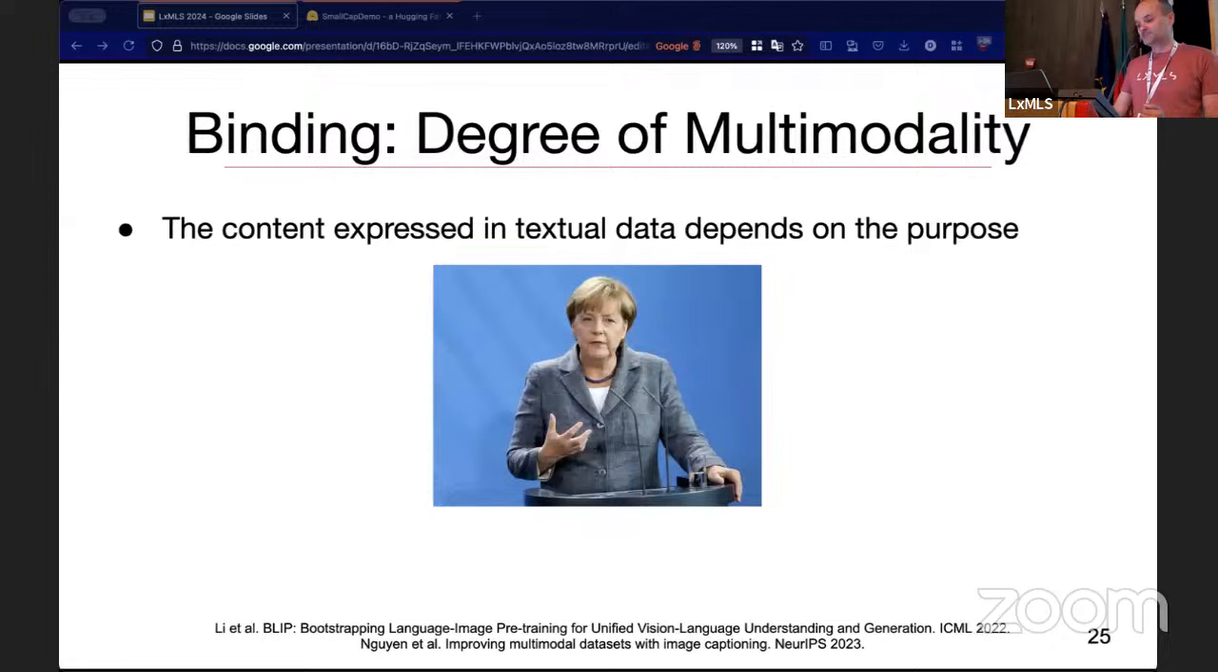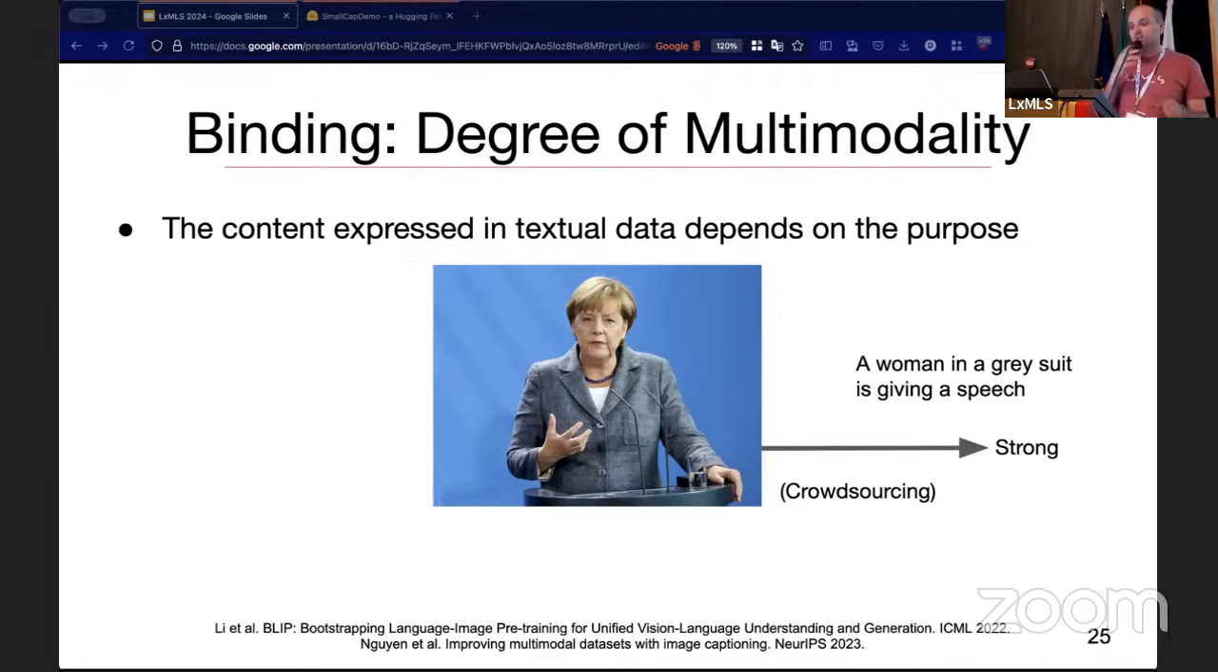But one of the things I want to argue is that there's also an emerging problem in the field of what I call binding, which you can think of as the degree of multimodality in a piece of textual data. So if we take this image of a well-known European politician, and we ask people on the internet through crowdsourcing to describe this, we might get something with what I would call strong binding, where they would write something like, a woman in a gray suit is giving a speech. They might not even know who this woman is. It would depend on your particular background and cultural knowledge.